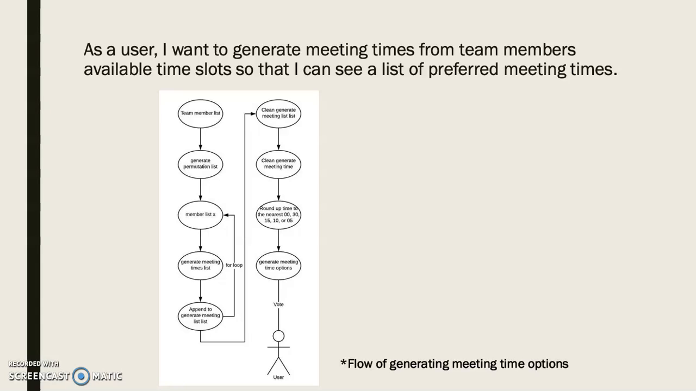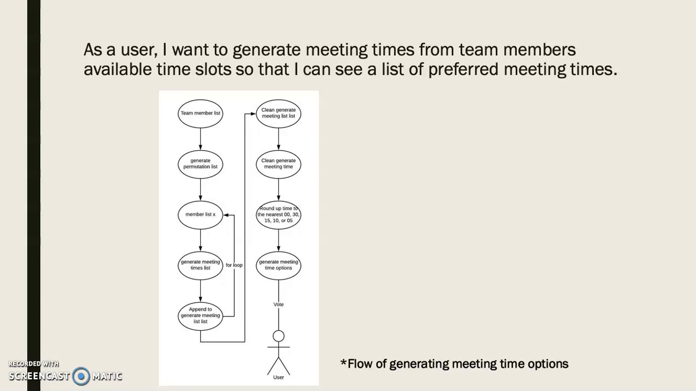So this is for two time slots, A and B. A is, for example, 12 p.m. to 3 p.m. and B is 1 p.m. to 2 p.m. In this case, time slot A overlaps time slot B, so it removes time slot B and only stores time slot A. Just like this, it cleans up the generated meeting times.